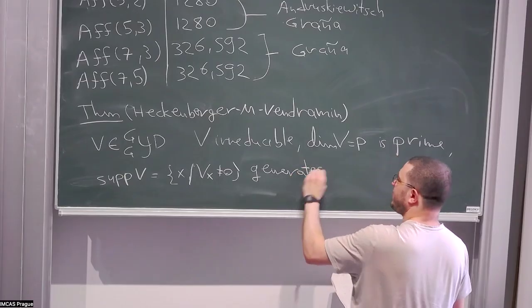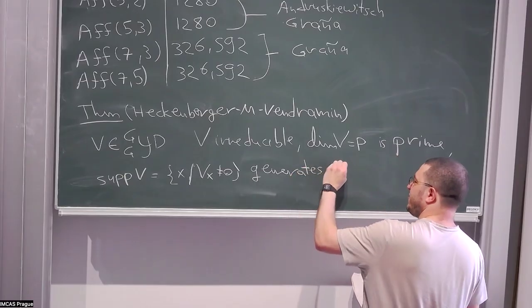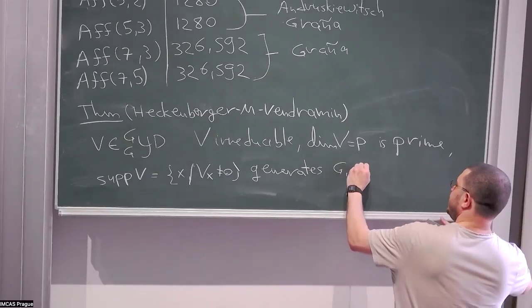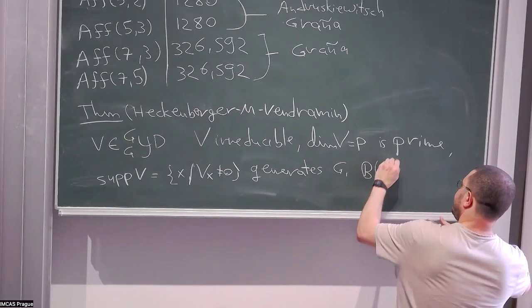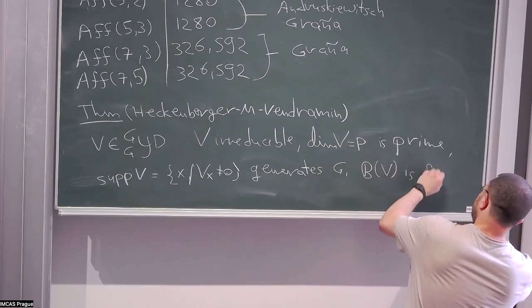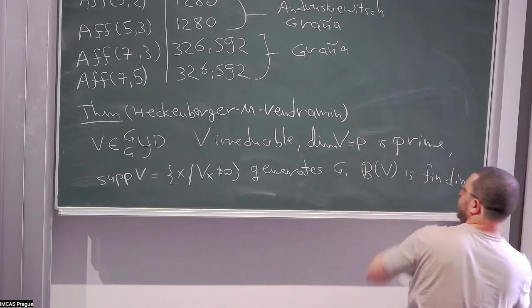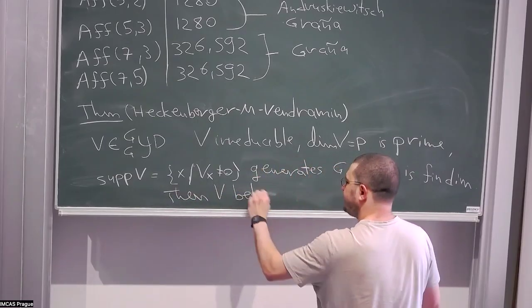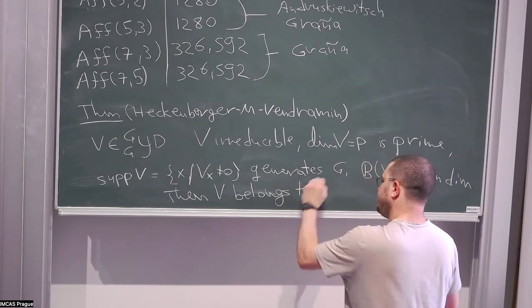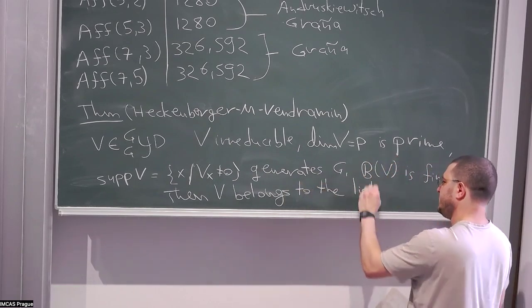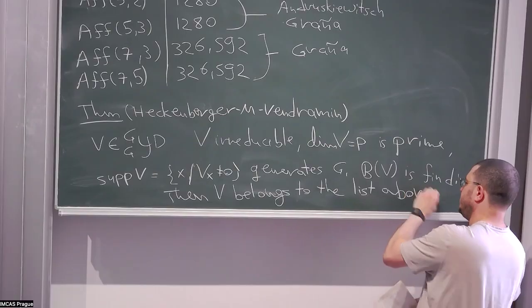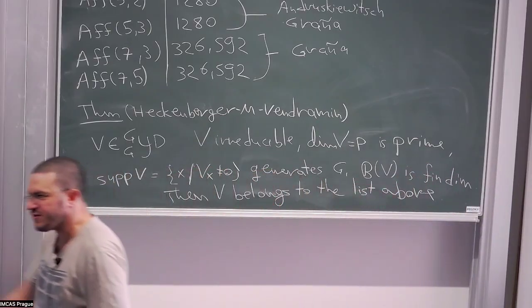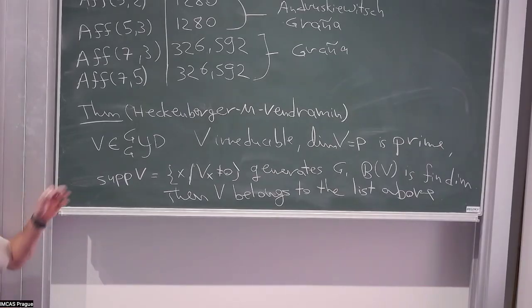So there are some assumptions that we need to make. Generates G. And okay, of course, the main point here is that the Nichols algebra B(V) is finite dimensional. Then V belongs to the above list. So if all of these things happen, then V necessarily as a braided vector space will be one of the 5 examples that we have here.